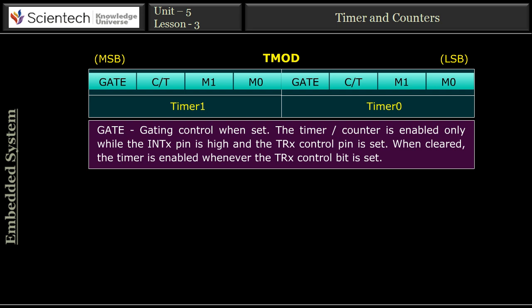If 0 is set on this bit, then the start and stop bit are set by software. If GATE is equal to 1, then this action is controlled by hardware. The above is the configuration for timer 0, and it is the same for timer 1.